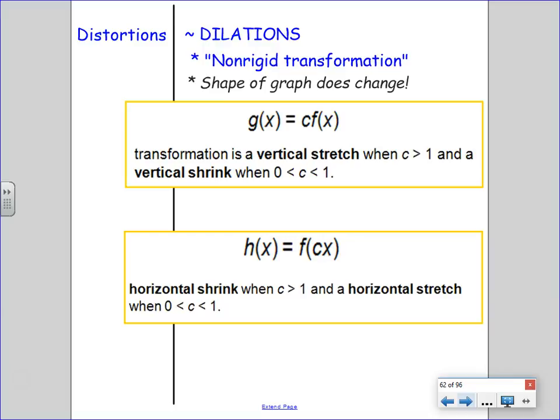Because it can distort in ways that vertebrates can't, right? Okay, so hold on. What does it mean to be distorted or to have a dilation? Is the shape changing? Yes, it is changing. For dilations, aka stretches and compressions, I need you guys to think of a rubber band.